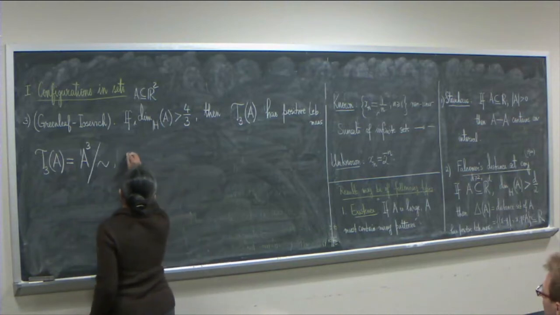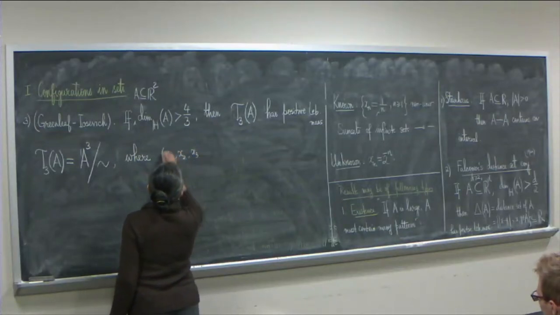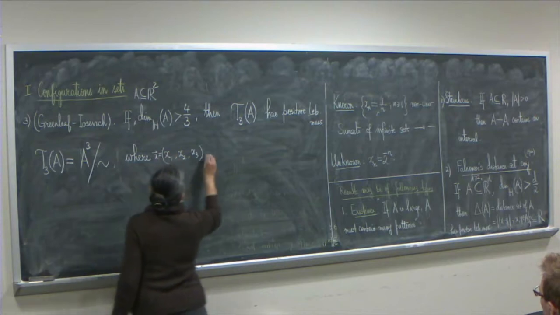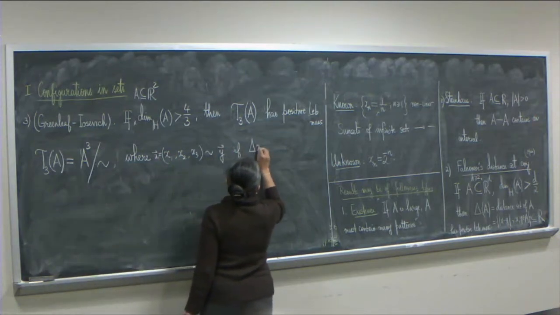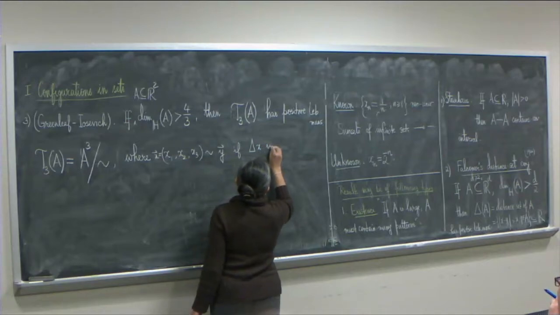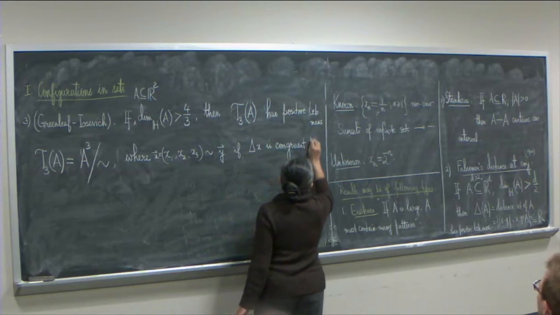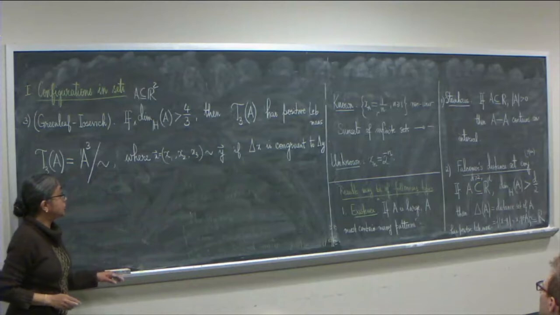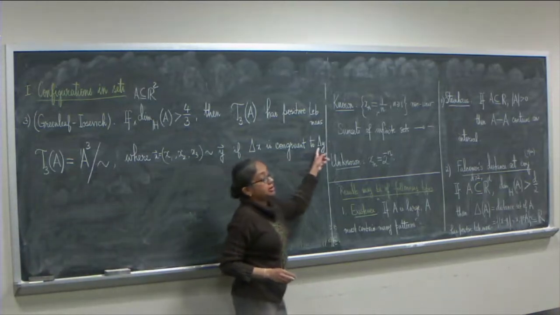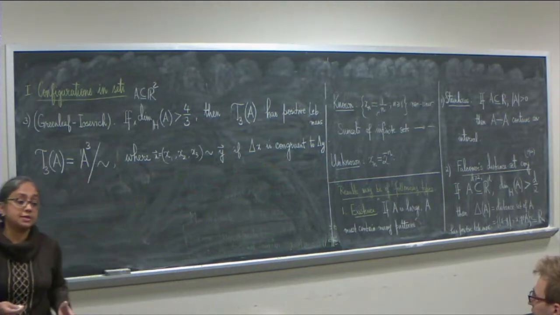Where x1, x2, x3 is congruent to y if the triangle of x's is congruent to the triangles generated by y. And by congruent, I mean that you can go from this triangle to that triangle by a combination of translations, rotations, and reflections.